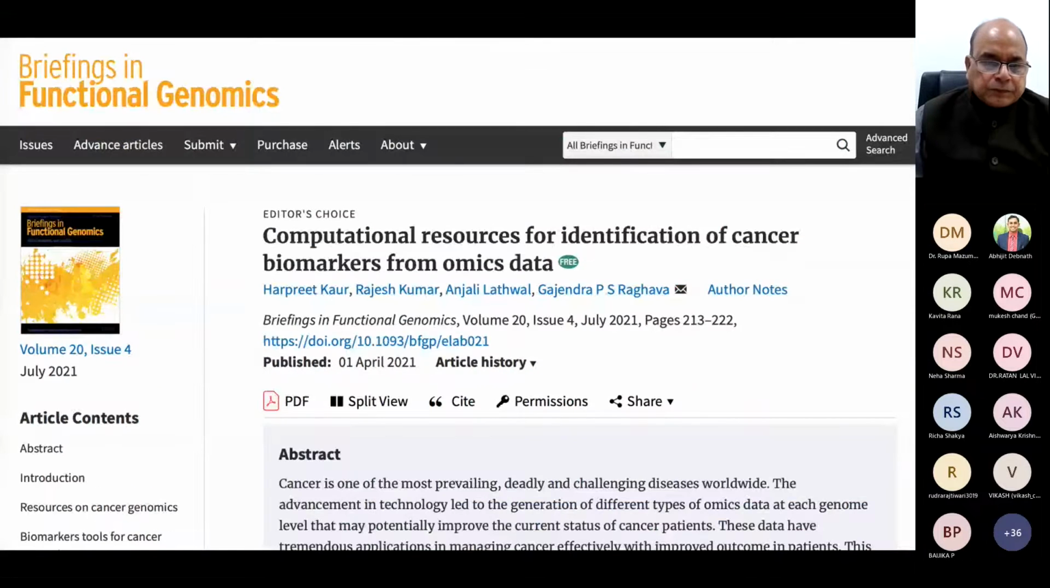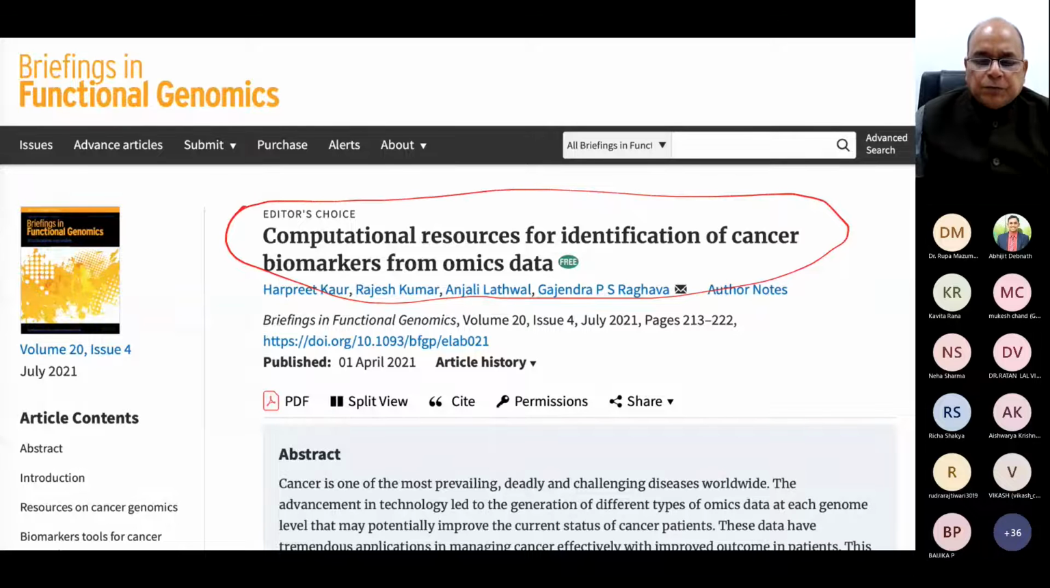Actually, if you are really interested in this area, I will advise you to read this review. This is called Computational Resources for Identification of Cancer Biomarkers. This was published this year itself, and it is part of the editor's choice. They made it freely available to the public so that more and more people can use it. And it is published in Briefings in Functional Genomics.